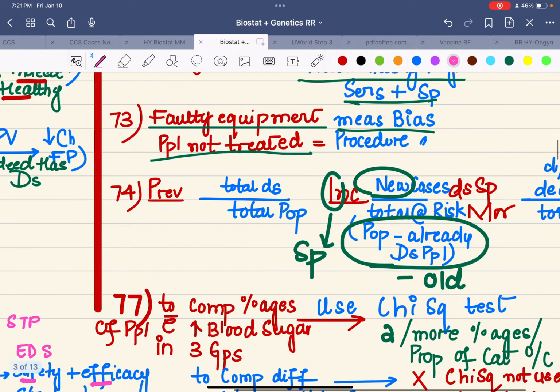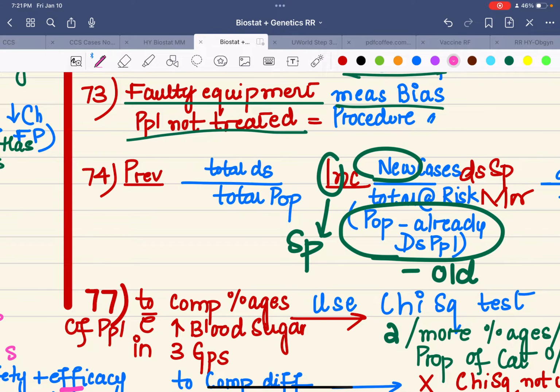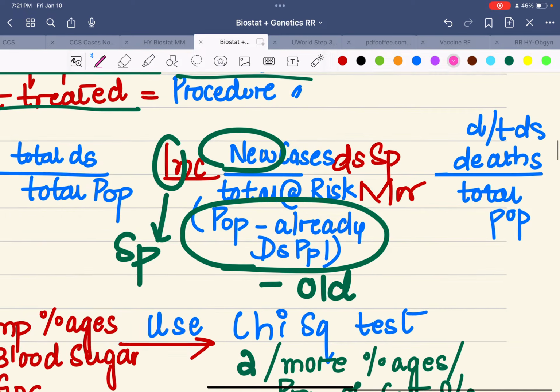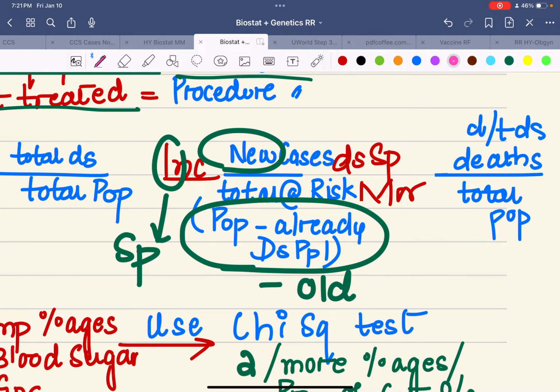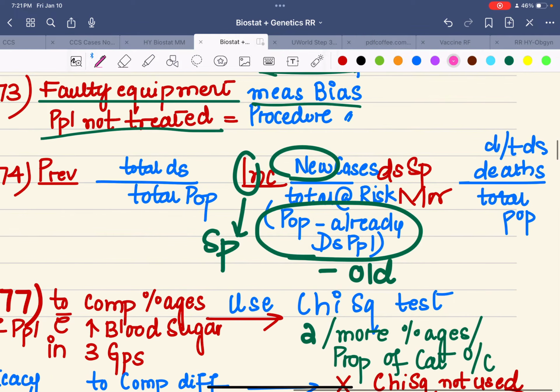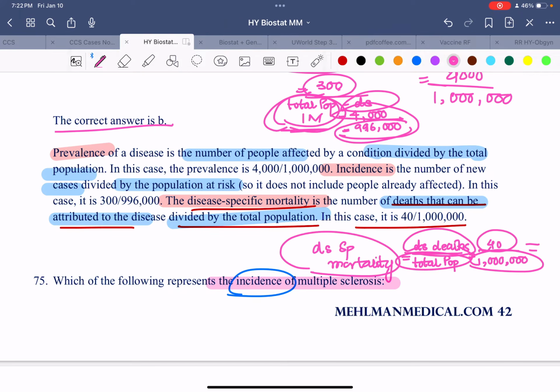Okay. So a quick review, prevalence is equal to total number of people who are diseased divided by the total population, whereas incidence is equal to the new cases divided by the total people at risk. How do we calculate total number of people at risk? It is equal to population minus the already diseased people. And then in order to calculate disease specific mortality, we find out the number of deaths due to that particular disease and we divide it by the total population of that particular area.